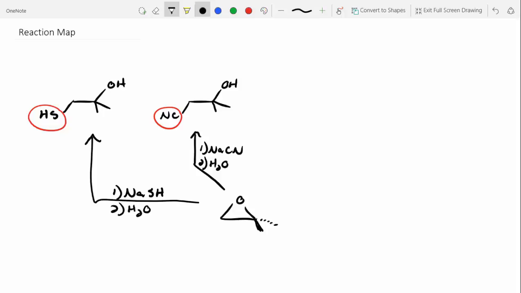We can also make ethers. What reagents would we need for ethers? Let's say we want a methoxy group coming off that position. What reagent would we use?